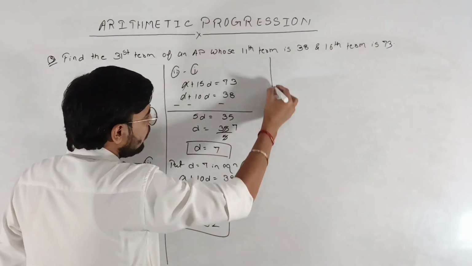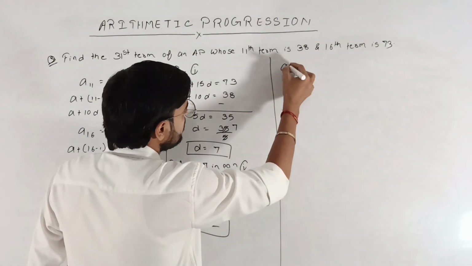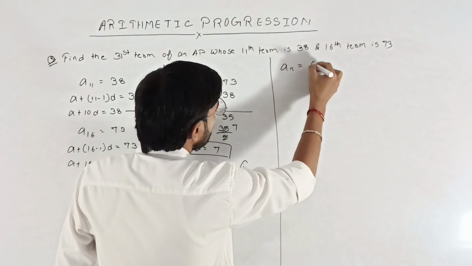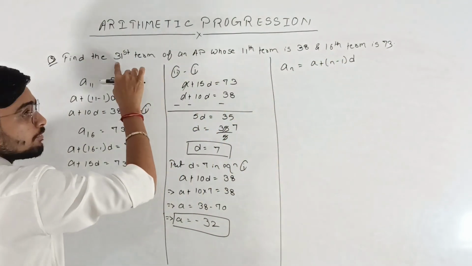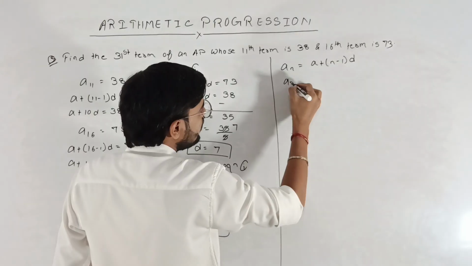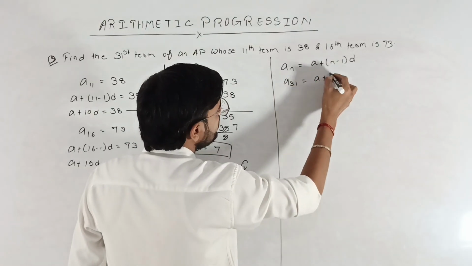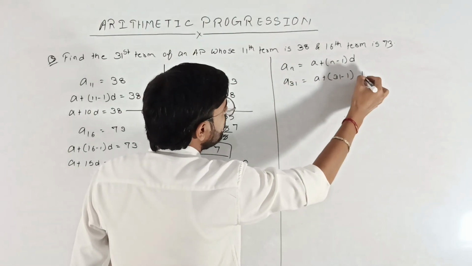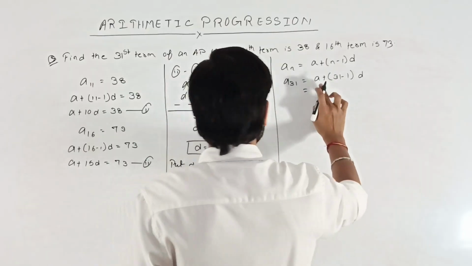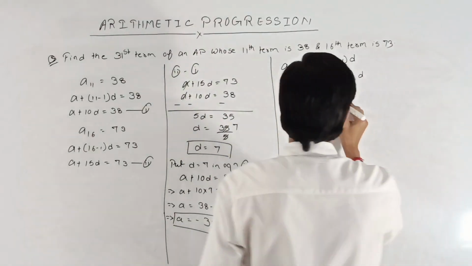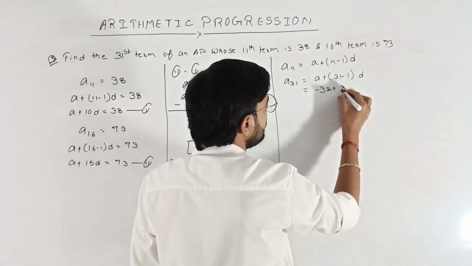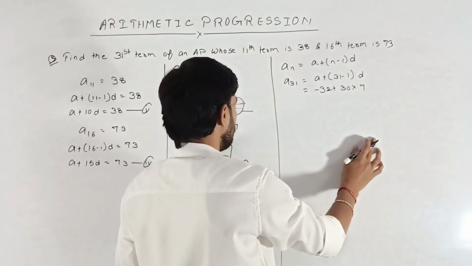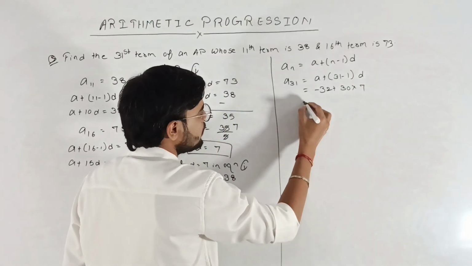So I use the formula of nth term. An is equal to a plus n minus 1 into d. Now we have to find which term? 31st term. So a31 is equal to what? a plus 31 minus 1 into d. So now look, a is what? Minus 32. So I write here minus 32 plus 31 minus 1 is 30 into d is 7. Now calculate this one.